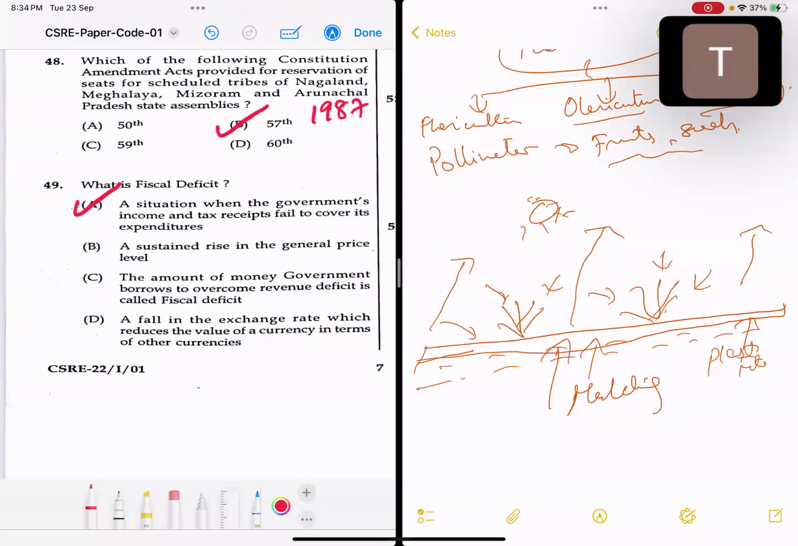So if you look at the other options, a sustained rise in the general price, this is known as inflation, right? And option number 2, a fall in the exchange rate, which reduces the value of a currency in terms of other countries. This is devaluation, okay? So option C is the amount of money government borrows to overcome revenue deficit. So in a way, this is also not an incorrect statement, but it is only how to deal with fiscal deficit, right? Because the income is lesser than expenditure, so the government has to borrow the money, right? But the proper definition of fiscal deficit will be option number A, okay?